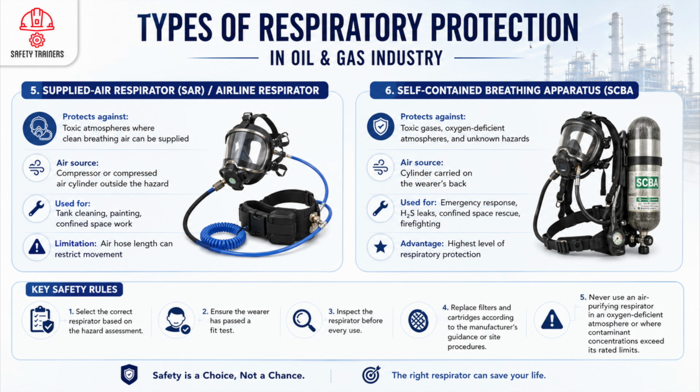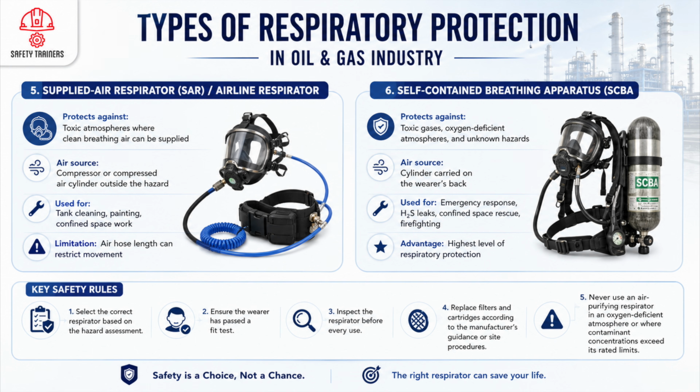The fifth one which we are going to discuss is the supplied air respirator, which is also called an airline respirator. Instead of filtering the surrounding air, it supplies clean breathing air from an air compressor or breathing air cylinder located outside the hazardous area. It is typically used in confined space activity, spray painting, and tank cleaning. The main advantage is a continuous supply of clean air, suitable for toxic environments. The main limitation is that the air hose restricts movement. Before using, always ensure the air quality meets the breathing air standard, the hose is protected from damage, and emergency escape arrangements are available whenever required.